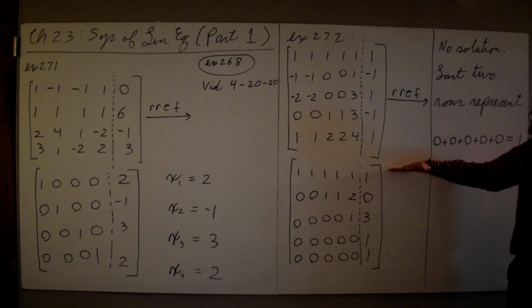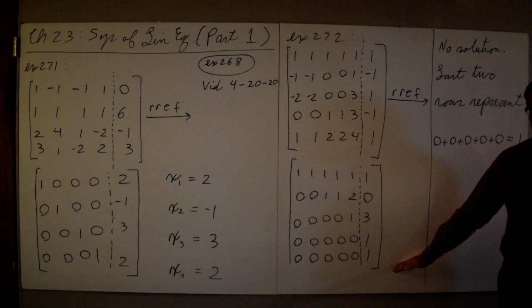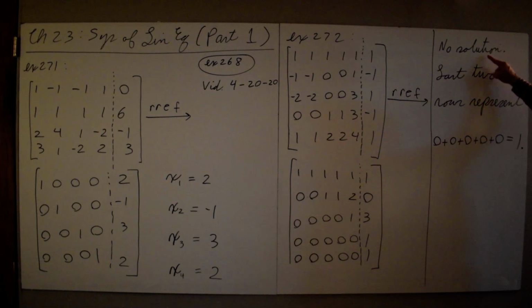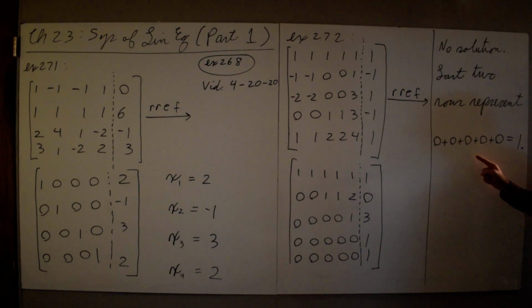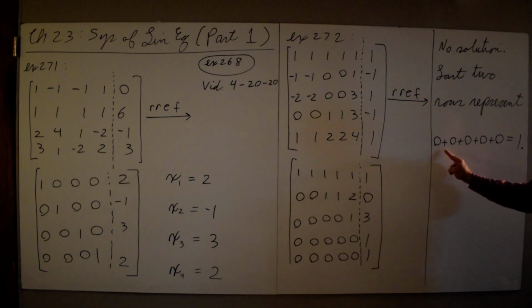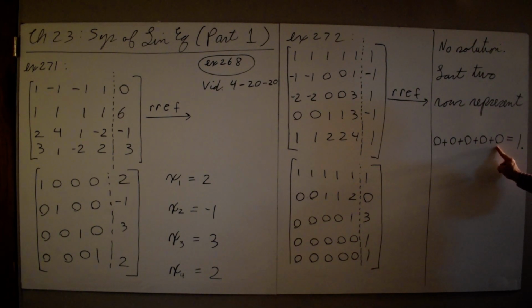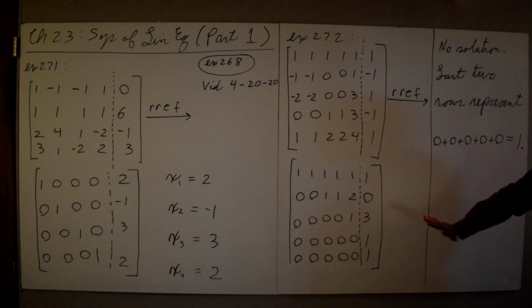Okay, now what system does this represent, however? Well, we see that we have no solution to this system. Why is that? That's because the last 2 rows represent an equation 0 plus 0 plus 0 plus 0 plus 0 is equal to 1. There are no 5 variables that are going to satisfy this equation. So there are no 5 variables that are a solution here. And so this system of equations has no solution.